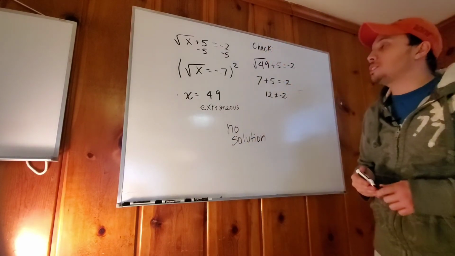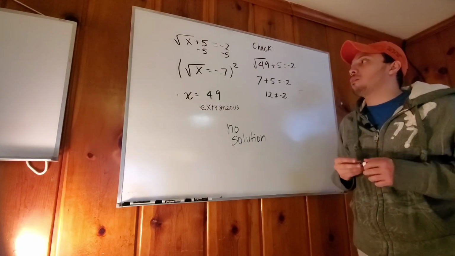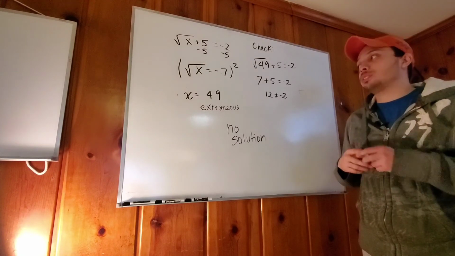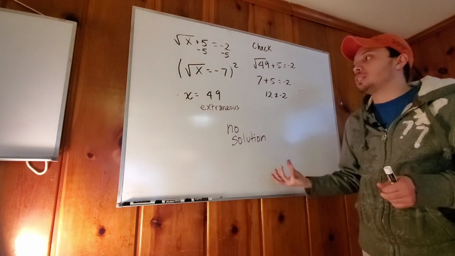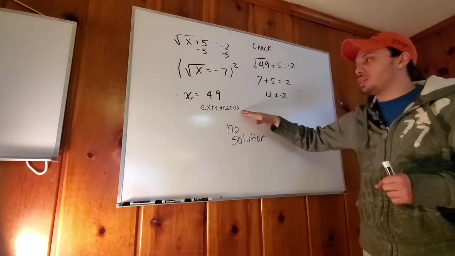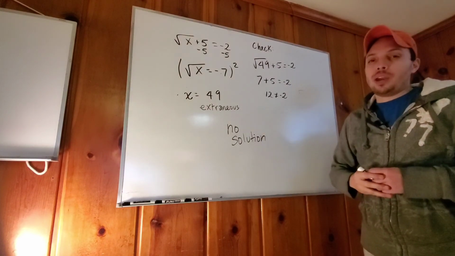The reason is because we're not counting the negative 7. We're only counting that the square root of 49 would be positive 7 and not negative 7. And so that's why it's extraneous, and that's why we have no solution.